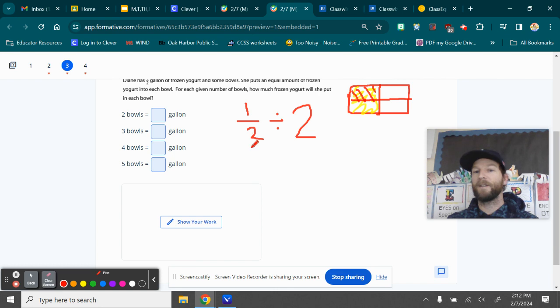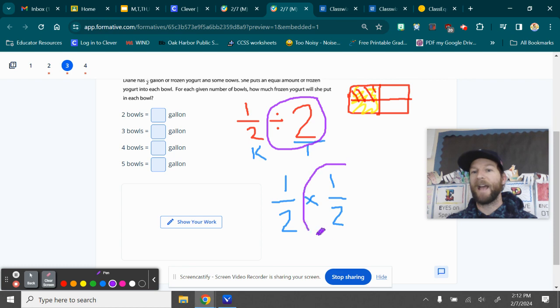Because if I divide by 2, if you use the keep, change, flip, so remember, keep the 1/2, change division to multiplication. And if I'm flipping a whole number, I'm going to write it over 1 because that's 2 wholes. And if I flip it, it becomes 1/2. So dividing by 2 is the same as finding half of something. So there you go. I did the 2 bowls.